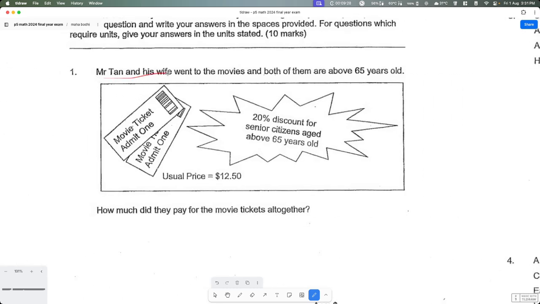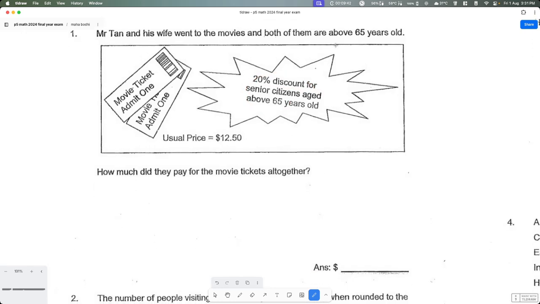Question 1. Mr. Tan and his wife went to the movies and both of them are above 65 years old. You could see that the usual price is $12.50, but the 20% discount is for senior citizens aged above 65 years old. How much did they pay for the movie tickets?